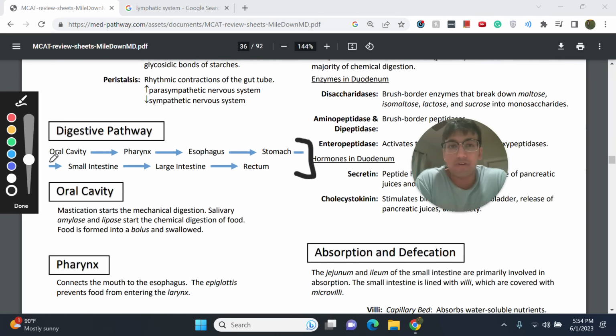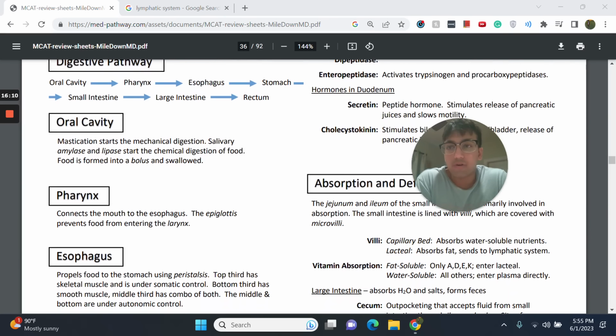Okay, the digestive pathway is a lot easier to understand, I think, than the heart pathway, the blood pathway. You have your oral cavity or your mouth. It goes through the pharynx. Pharynx is where you have both food and air. Then it goes into your esophagus. Then it goes into your stomach. Your stomach is going to release a lot of HCl, a lot of acid, and it's going to be really, really acidic so that you can break down that food. It's going to go to the small intestine, then the large intestine, then the rectum.